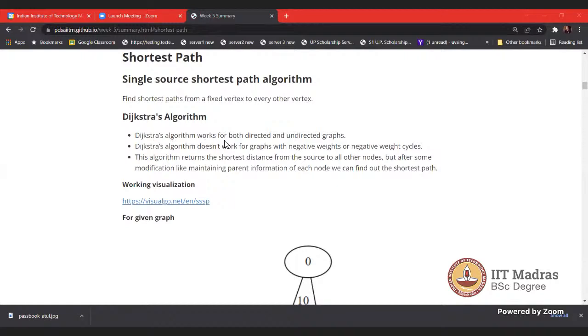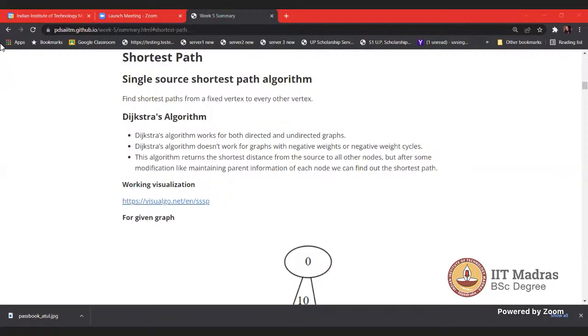Dijkstra's algorithm works for both directed and undirected graphs. So we can use this algorithm to find the shortest path for both types of graph. And Dijkstra's algorithm doesn't work for a graph with negative weights or negative weight cycles. Doesn't work means it may or may not represent the correct output. So for negative weight cycles, what do negative weights mean here?